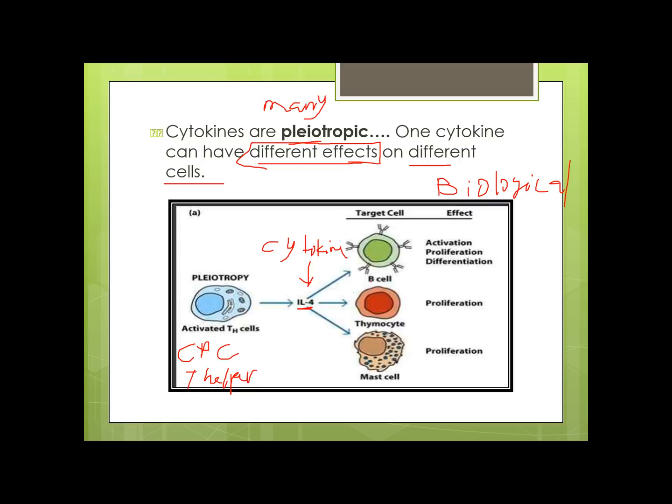So, interleukin 4 on B cell will cause activation, proliferation, and differentiation. So, interleukin 4 on B cell can cause its activation. It can proliferate, it can differentiate into a memory cell or a plasma cell. Interleukin 4 on thymocyte will cause proliferation, marami sila. Interleukin 4 on mast cell will also cause proliferation. So I hope that is clear on what pleiotropic means. One cytokine can have different effects on different cells.